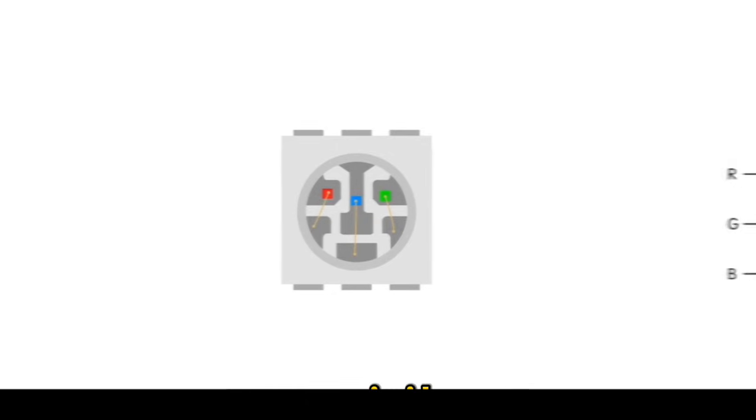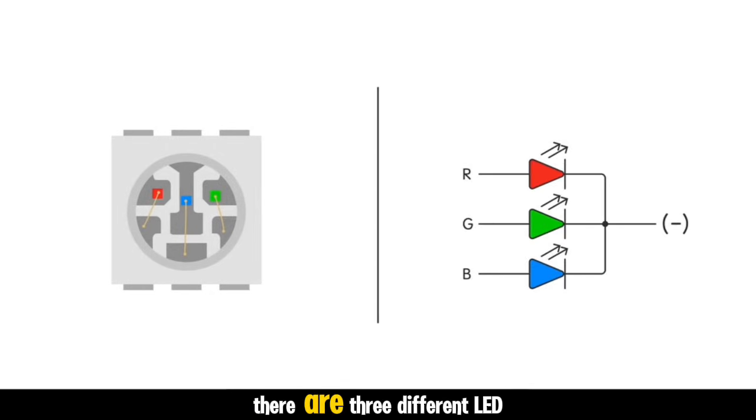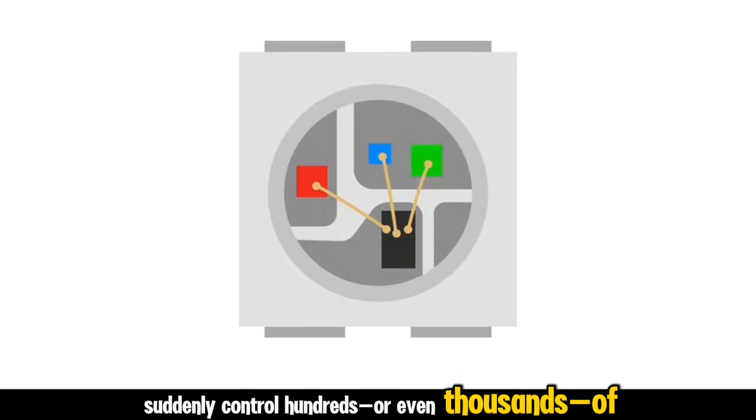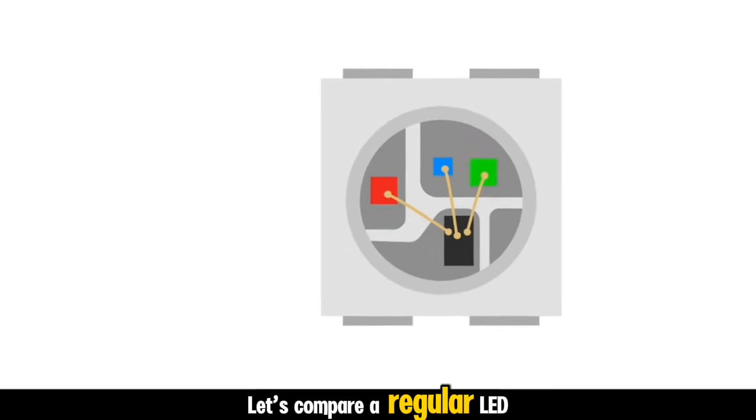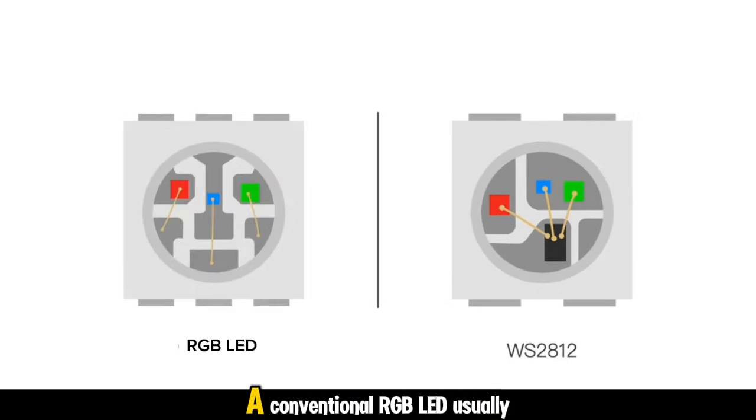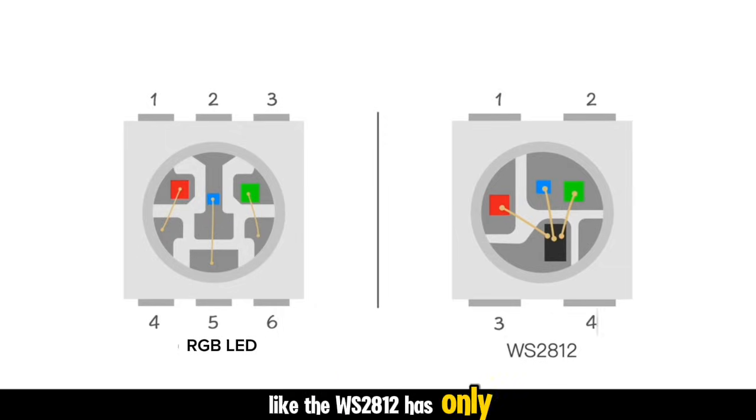That's because inside a normal RGB LED, there are 3 different LED chips: red, green, and blue. So how does one wire suddenly control hundreds or even thousands of LEDs? The secret lies inside the LED itself. Let's compare a regular LED with a smart LED. A conventional RGB LED usually has 6 pins, but an addressable smart LED like the WS2812 has only 4 pins.